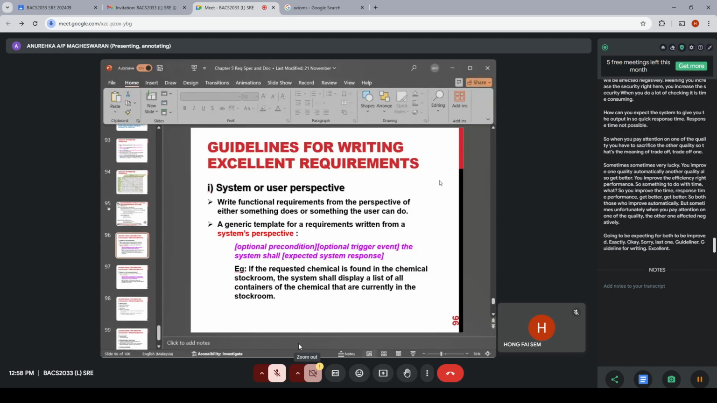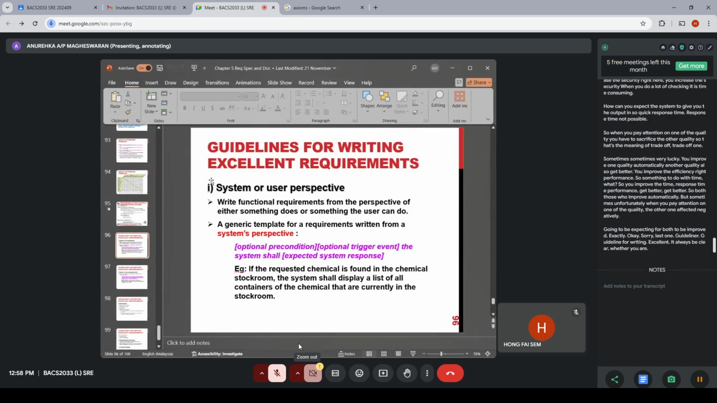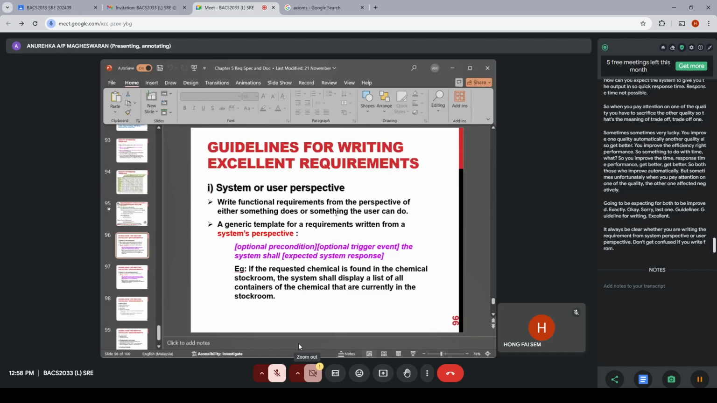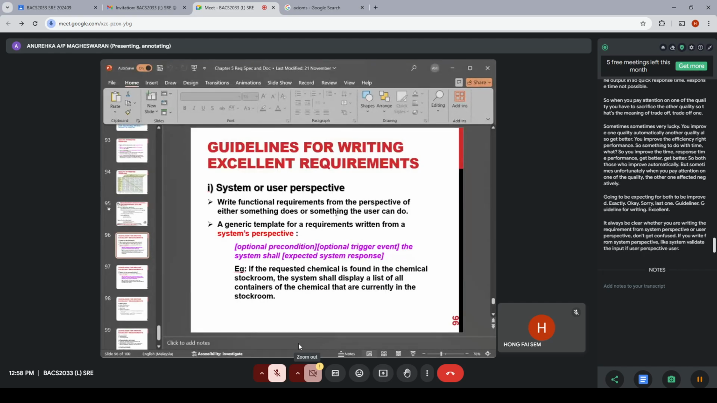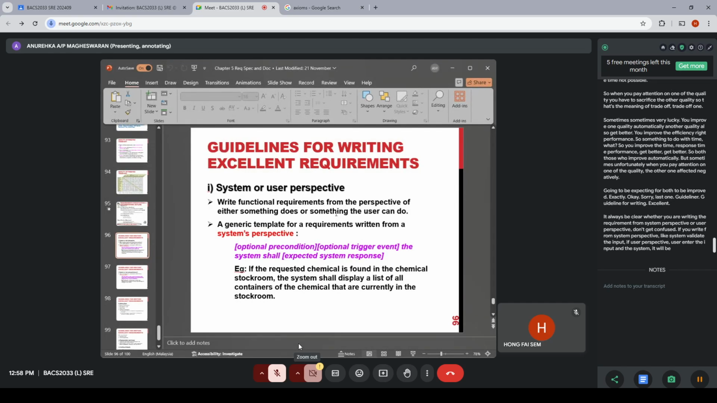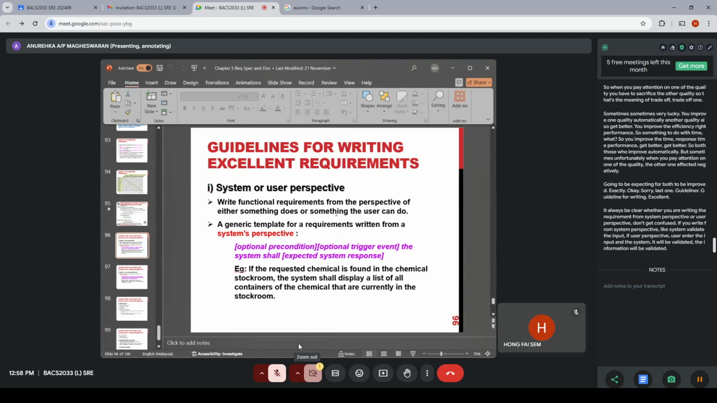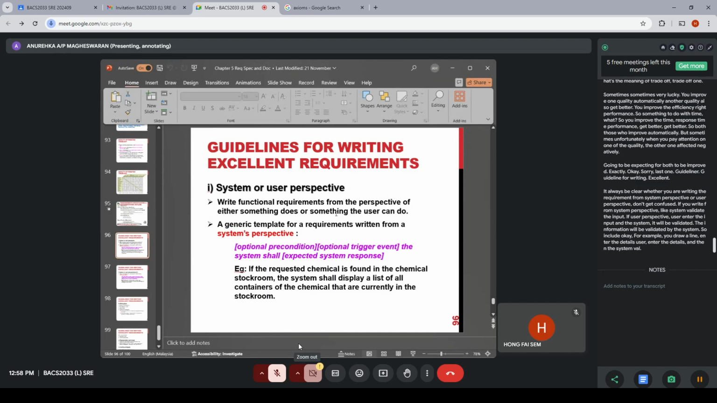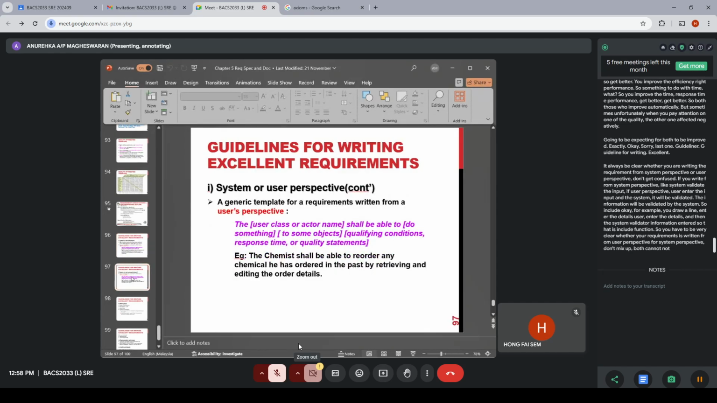Guideline for writing excellent requirements. Always be clear whether you are writing the requirement from the system perspective or the user perspective. Don't get confused. If you write from the system perspective, it is like: the system validates the input. If from the user perspective, the user enters the input and the information will be validated by the system. You have to be very clear which one you are using. Don't mix up both. Not allowed.